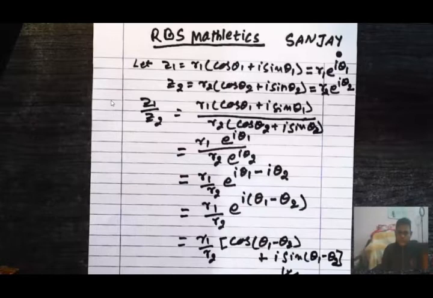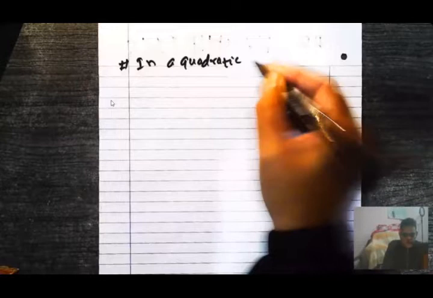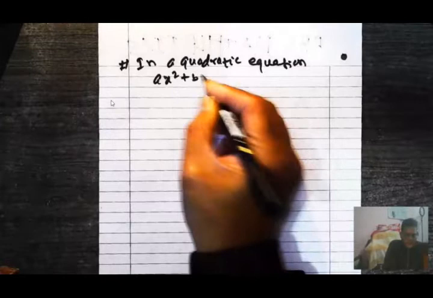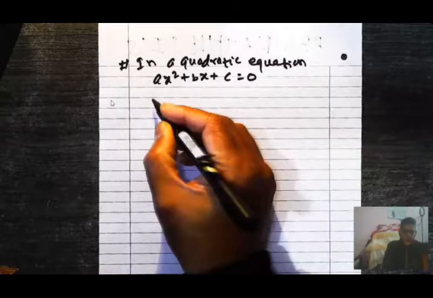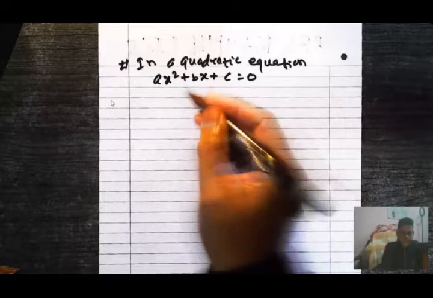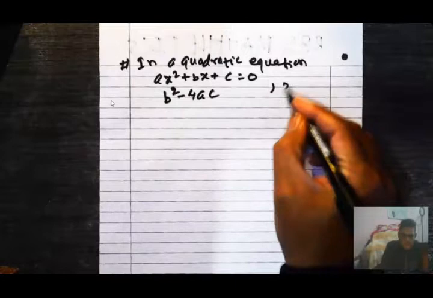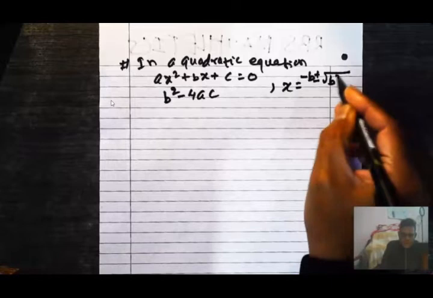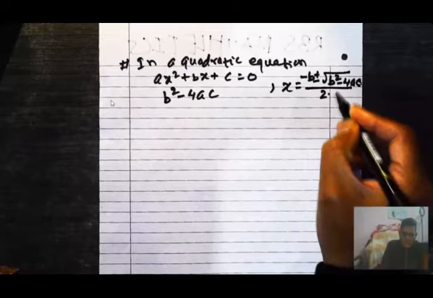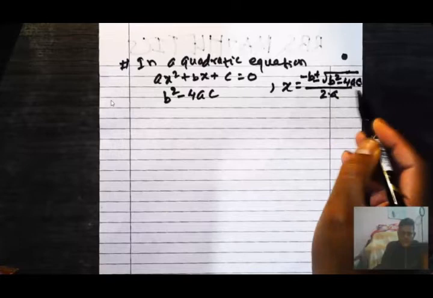So let's now proceed further. You know that in a quadratic equation ax squared plus bx plus c equals 0, you have already seen this while studying functions and graphs. You have seen that b square minus 4ac is called the discriminant of the quadratic equation. In the formula, x equals minus b plus or minus the square root of b square minus 4ac, over 2a. Inside the root there is b square minus 4ac, which is called the discriminant.